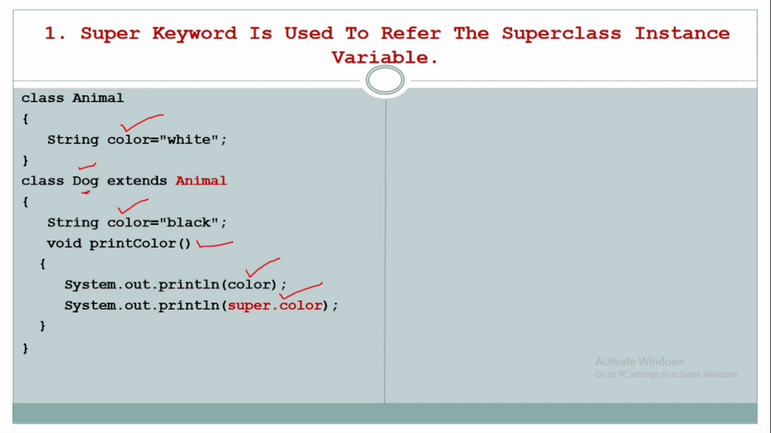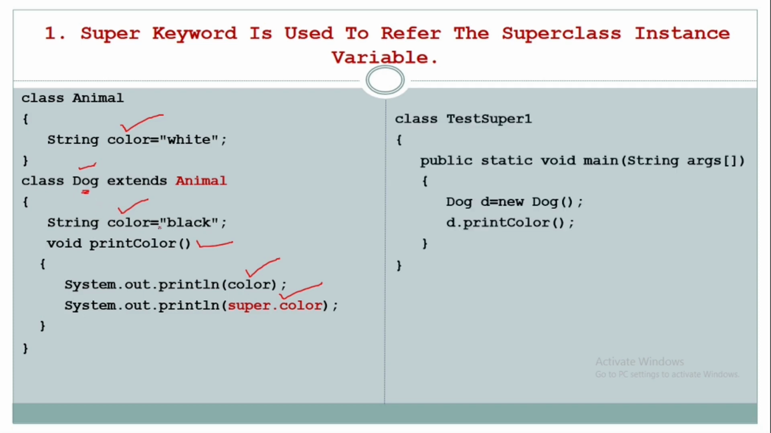Now I'll create one more class where the main function resides, and I'll create the object of the subclass, that is Dog. d is the object name, and then I'll call d.printColor. The output should be black and white. Yes, the output is black and white.